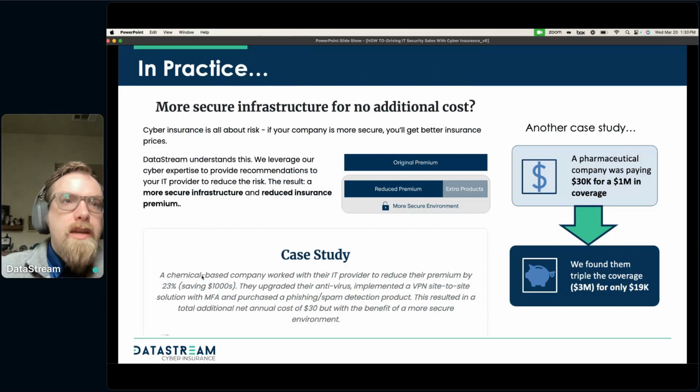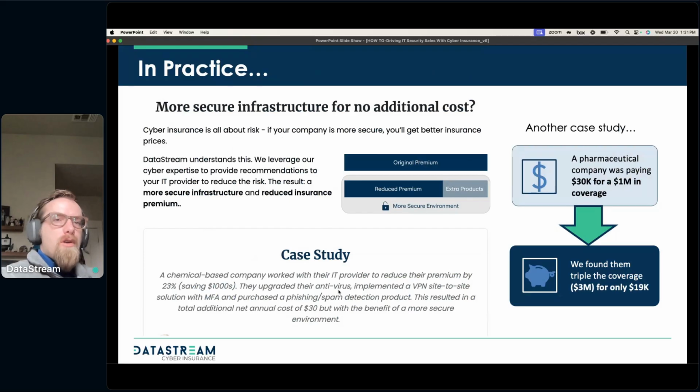So in this case study, a chemical-based company worked with their IT partner to reduce their premium by 23%. They did this by upgrading their antivirus, implementing a site-to-site VPN with MFA, and purchasing a phishing and spam detection product, right? This example resulted in a net annual cost increase of about 30 bucks, but ultimately a much more secure position, right? So you can see how that relates to the image right above.